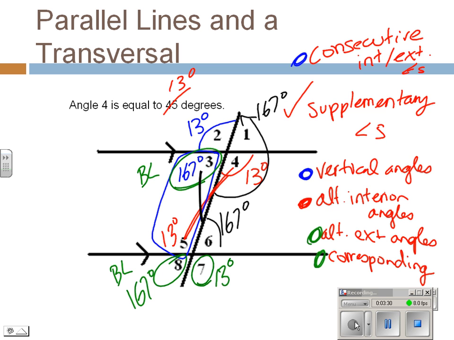And you'll see the setup on top, 13, 167, and the setup below is the same. For angle 3 and angle 4, it's 167 and 13, and 8 and 7 is 167 and 13. So you can practice that by giving yourself one of the angles and seeing if you can fill in the rest of them, and use all of your angle reasoning so that you can practice your vocabulary.